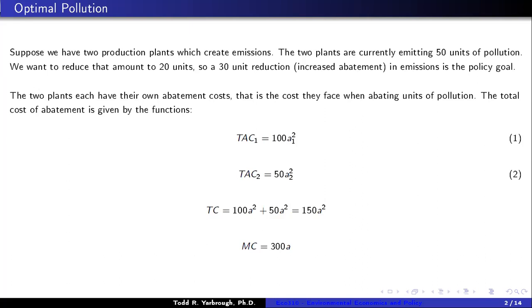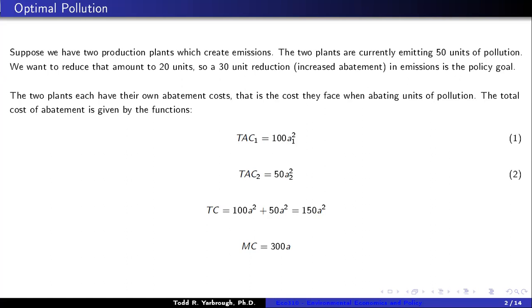So we have two emitters, as I mentioned. Both of these emitters are production manufacturing plants that create pollution. What you see in front of you in equations 1 and 2 is the total abatement costs for each firm. Each firm would have to spend money to reduce their own pollution, and importantly, we can see that their costs are different from each other. We have what we call heterogeneous cost functions.